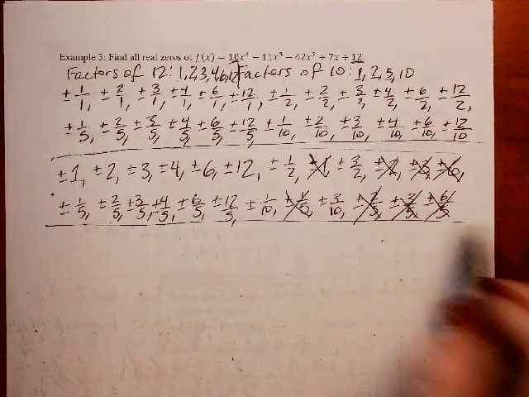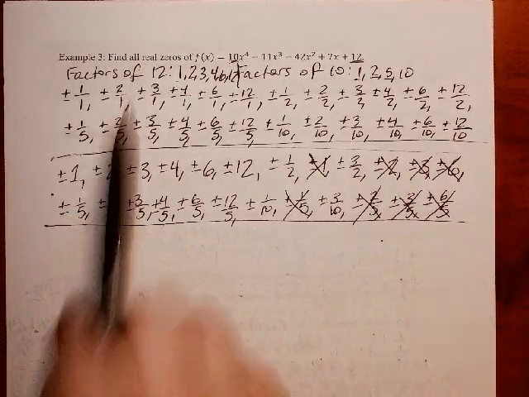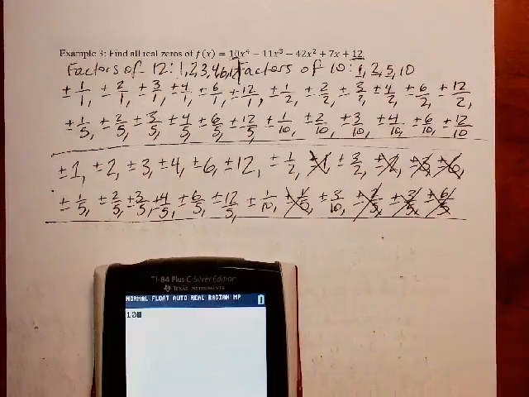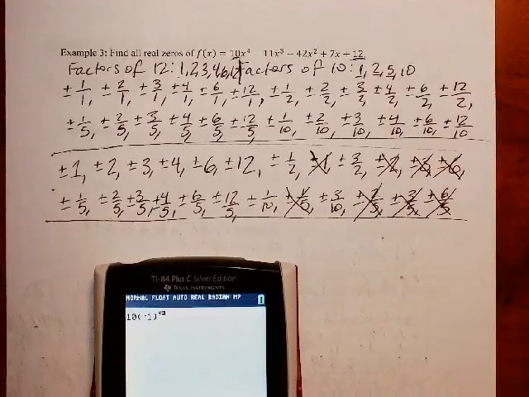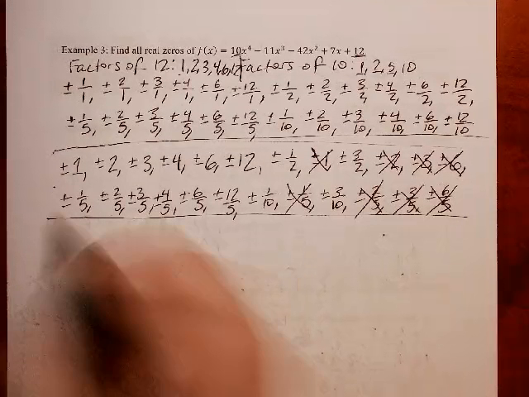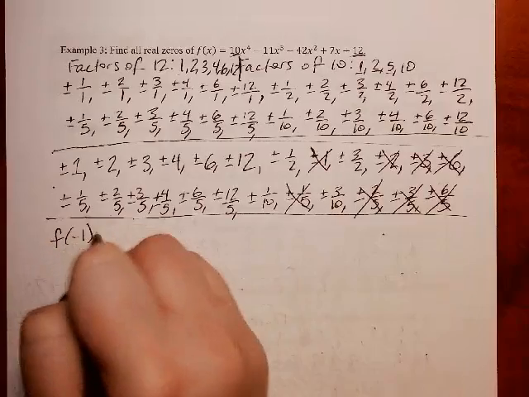So now I'm trying to find the real zeros, so I have to plug all of these in. So 10 times negative 1 to the 4th power minus 11 times negative 1 to the 3rd power minus 42 times negative 1 squared plus 7 times negative 1 plus 12. Get negative 16. So f of negative 1 is negative 16.